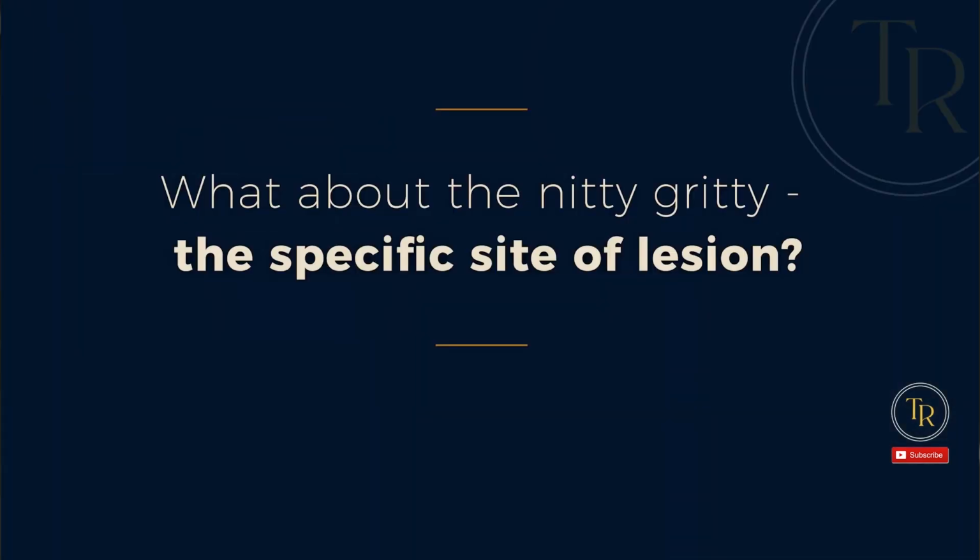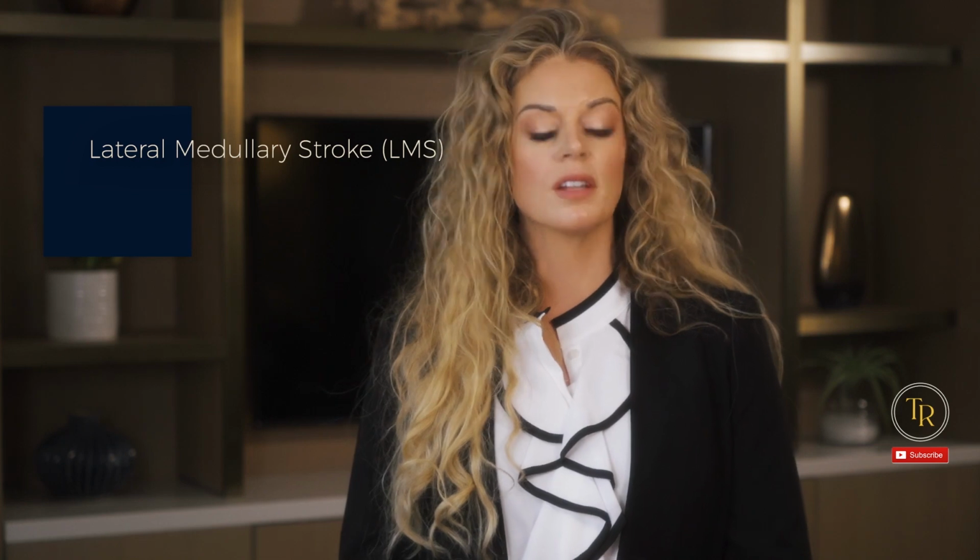So what about the nitty-gritty, the specific site of the lesion? I'm talking about an actual map of stroke locations and the predicted outcomes they might have. One common area that should immediately put up a red flag for SLPs is if you see written anywhere in the chart that the patient has had a lateral medullary stroke, LMS, or has had an occlusion in the vertebral artery or posterior inferior cerebellar artery. An LMS is also referred to as Wallenberg syndrome, and 51 to 94% of patients with LMS present with dysphagia.